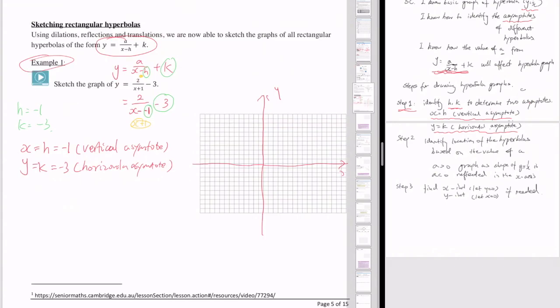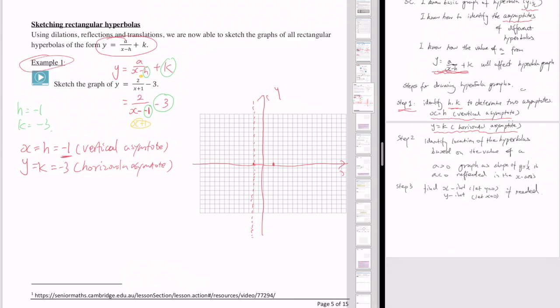Axis, and then x is equal to -1. This will be my vertical asymptote. So x is equal to -1 is going to be over here, and it is the vertical asymptote. Okay, so this is my vertical asymptote, and y equal to k equal to -3.